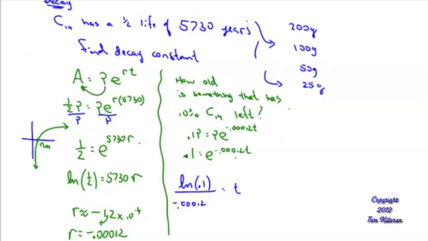So ln of 0.1, that's going to be a negative number. Divided by a negative number, you better get a positive number. How long? How old? It is 19,188 years old. And that's how they carbon date things. It's really kind of a cool process.